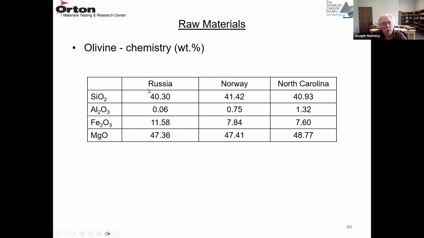So here are some raw materials, one from Russia, one from Norway, and one from North Carolina. They're about 40% silica, 47% MgO. And then the phthalate is the source of Fe2O3. This one's about 12. These two are about 7. And these have a little bit of alumina also.